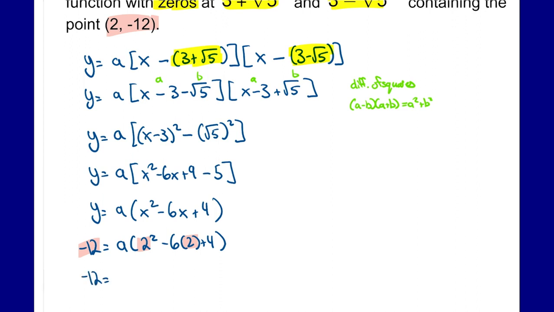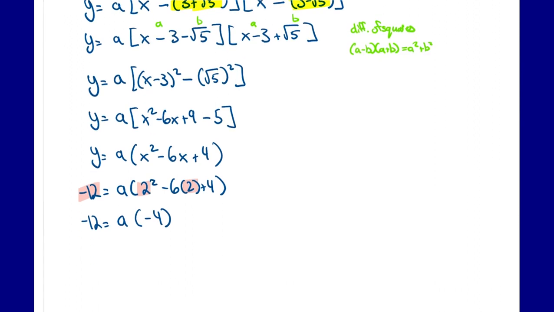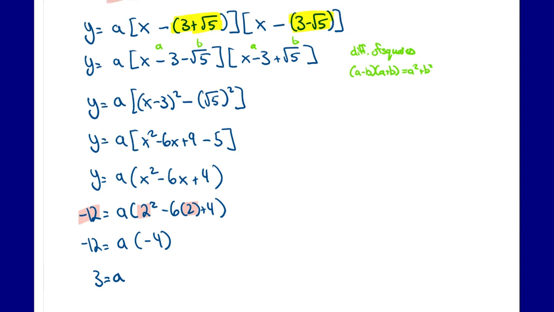Negative 12 is equal to a times 4 minus 12, which is negative 8, negative 4. Divide out the negative 4, I get 3 equals a. So it's a long way to get to my a value. If I wanted to write out the factored form, I could go all the way back up at the top.